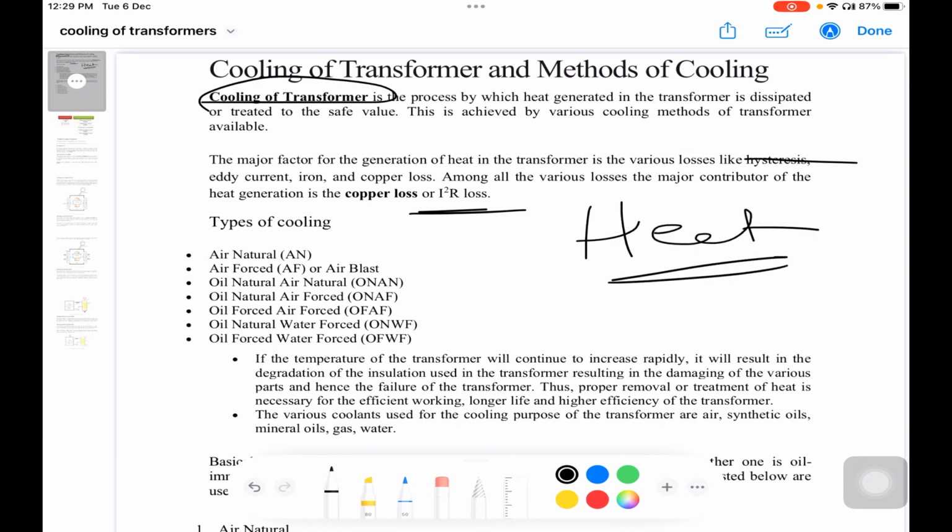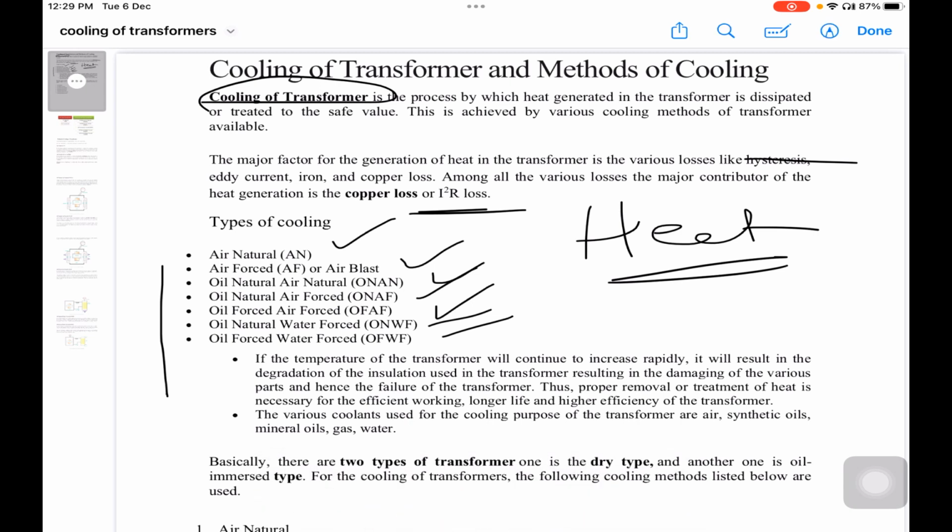Now, there are different types of cooling we come across. The first and foremost one is air natural, air forced, oil natural, and oil air natural, which is called ONAN. Similarly, oil natural air forced, oil forced air forced, oil natural water forced, oil forced water forced. These are the different techniques we have for cooling of the transformer. Let us understand one by one in detail.